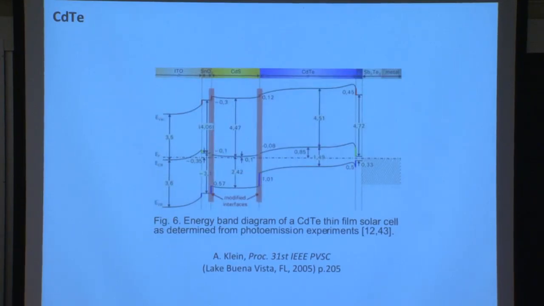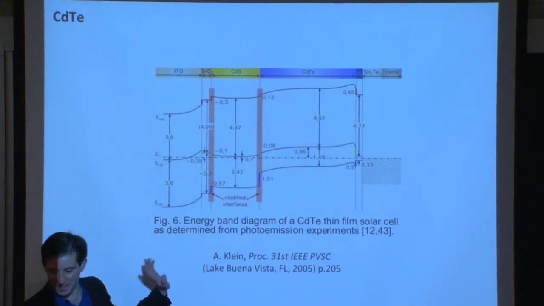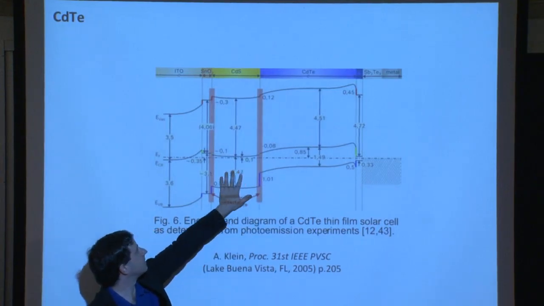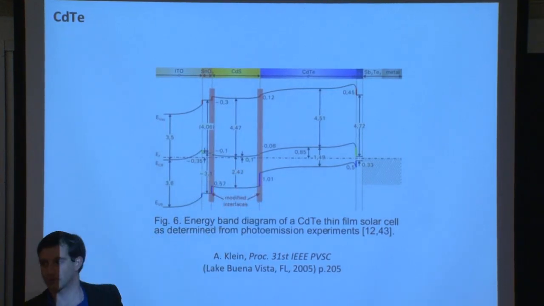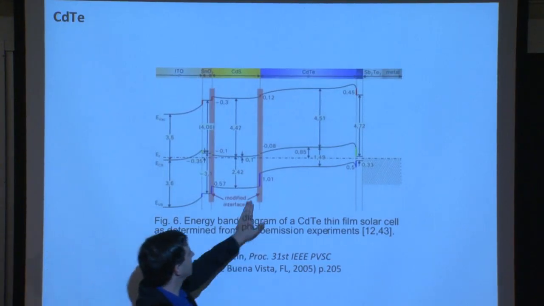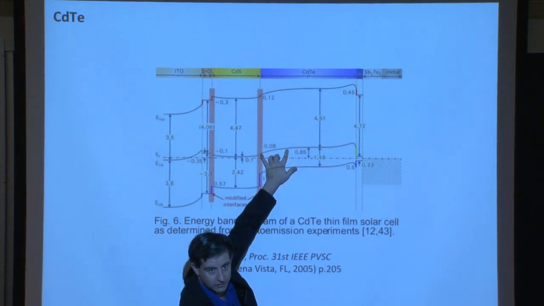The band diagram of a CdTe solar cell is shown right here. We have the CdTe here and the cadmium sulfide right here, so you can see the junction. Notice, because of the thickness of this layer, the band bending at these interfaces extends quite an appreciable percentage of the total thickness of your device.